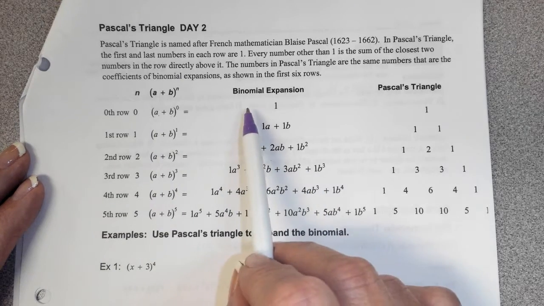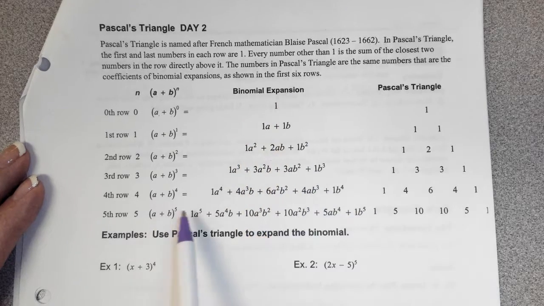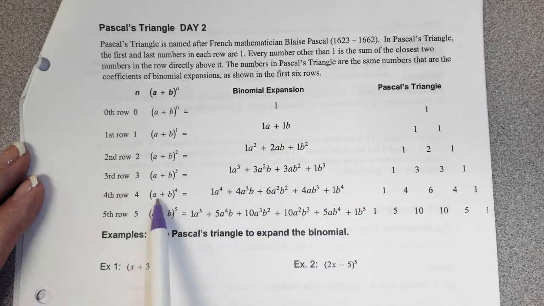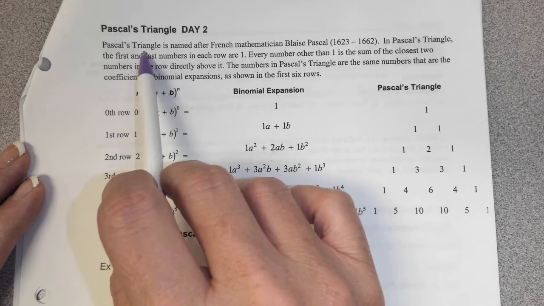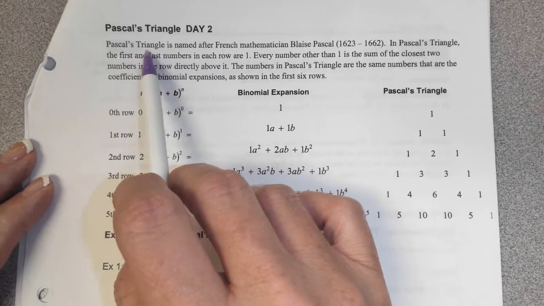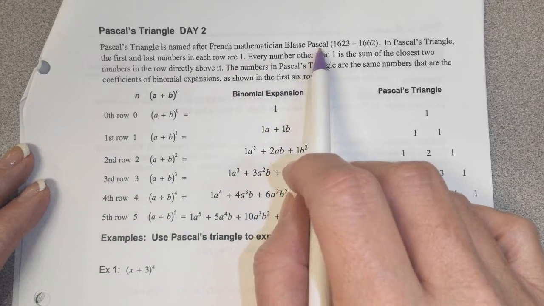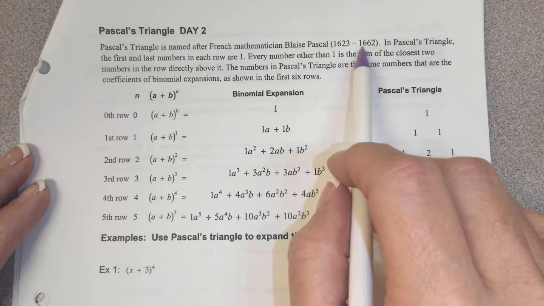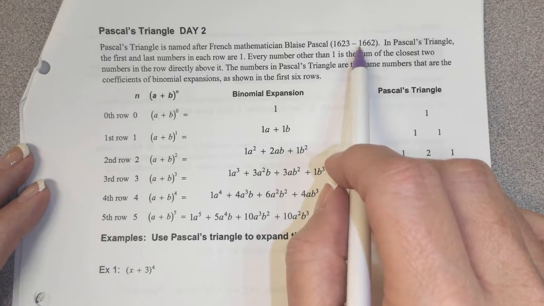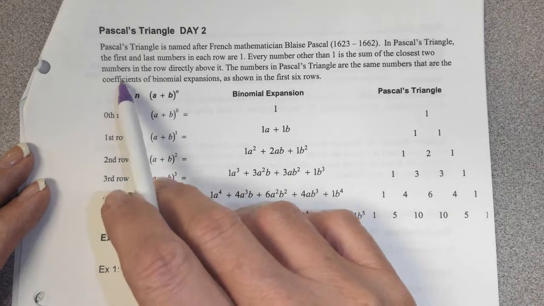A very quick and easy way to perform binomial expansion and get that expanded version of the binomial raised to the power is to use a method called Pascal's triangle. Pascal's triangle is named after French mathematician Blaise Pascal. You can see that he only lived to be 39 years old, but he contributed a lot to math and science. Thus, he has this triangle named after him.